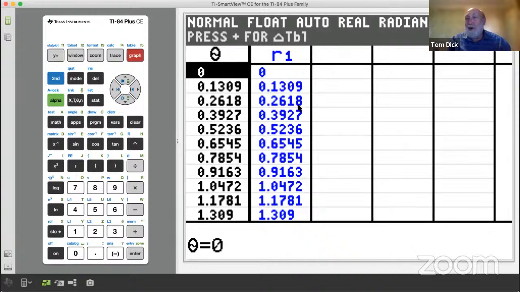This was not a real exciting function, since r is just equal to theta. But you can see these are the decimal approximations. This one here should be approximately pi over 4. And then down here, we've got pi over 6, pi over 3, and so forth. So I think that is the basics.